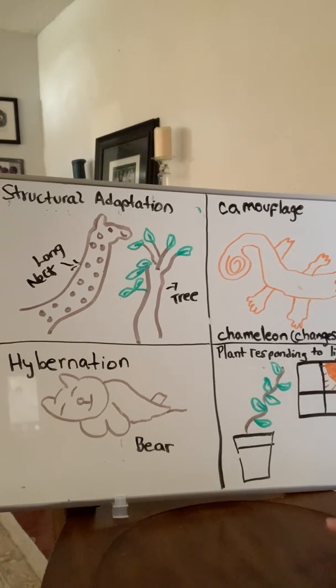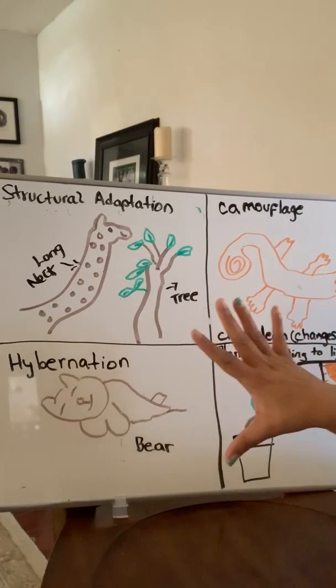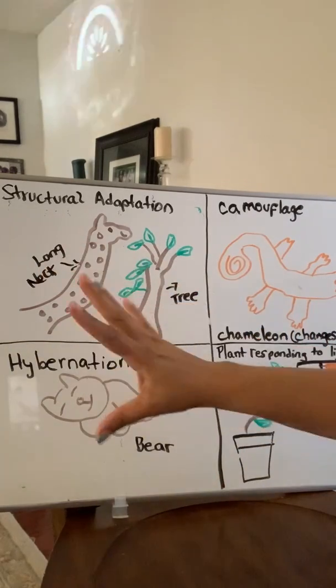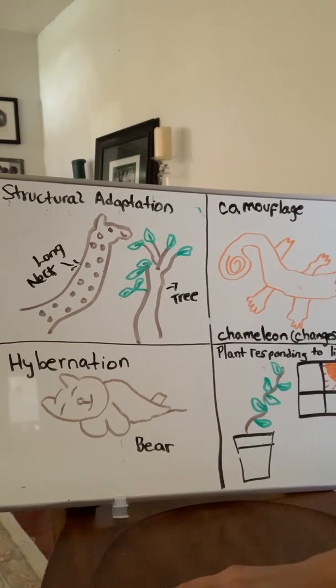Okay? Migration, you know what migration is? I don't have a picture, but if I did, I would have birds flying away. And that is the seasonal movement of a population of animals from one area to another.